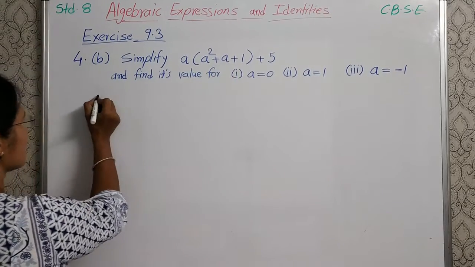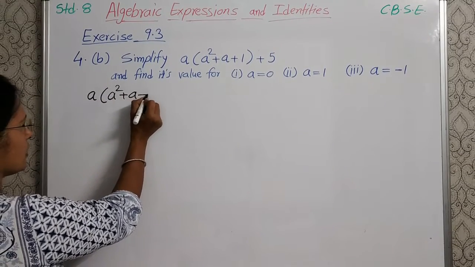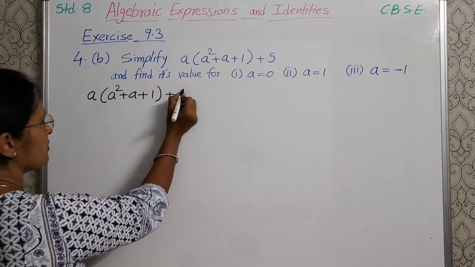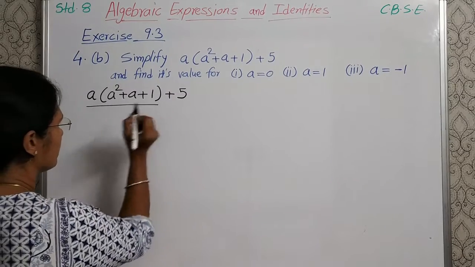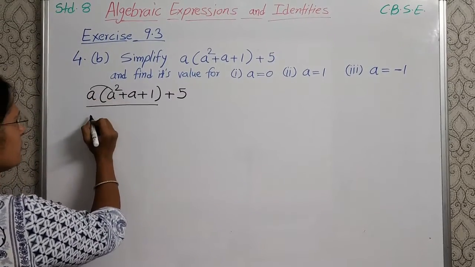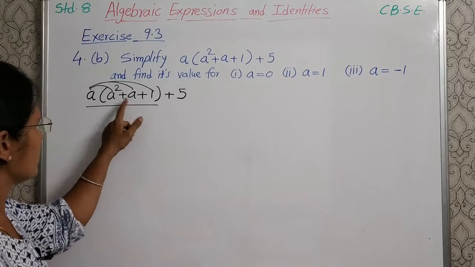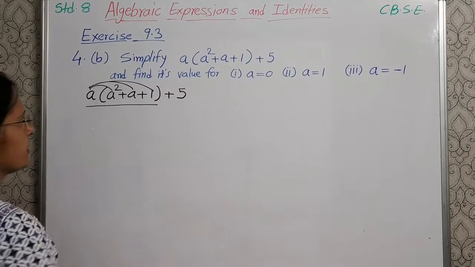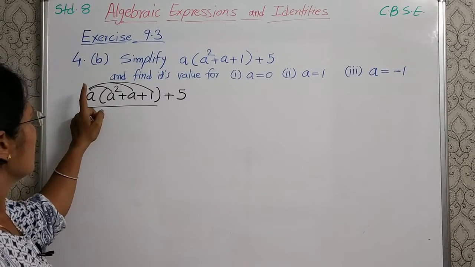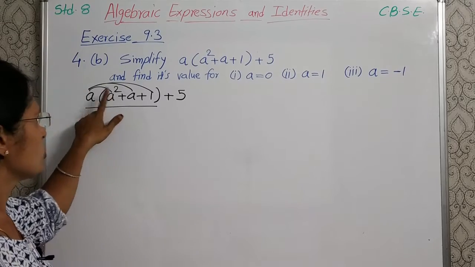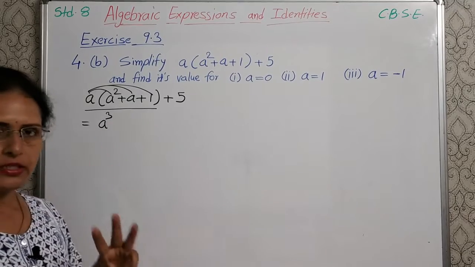So first simplify this. A multiply with a square plus a plus 1 and plus 5. Add 5 in that. So first find the product of this. A into a square first, then a into a and then a into 1. Then here positive sign is there. So accordingly write the sign also. So a into a square, using laws of indices, a raised to 1 into a square. So 1 plus 2 is 3. Write here a cube. The index will be 3 here.